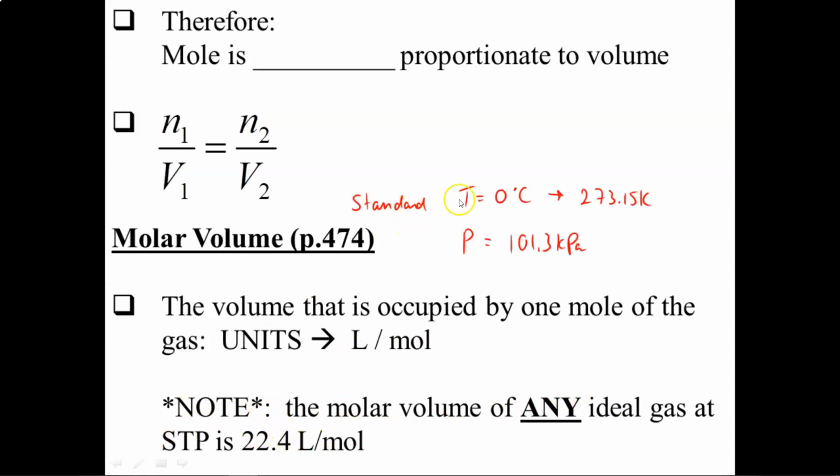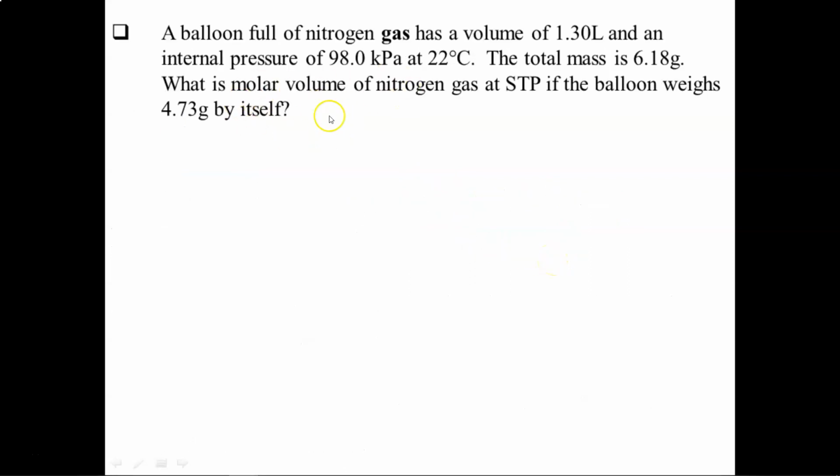As a reminder, standard temperature and pressure is defined as 0 degrees Celsius, but we can't use Celsius. We have to always convert to kelvins. When you do so, it's 273.15 kelvins. And standard pressure is defined as 101.3 kilopascals. Alright, so let's try out this question.